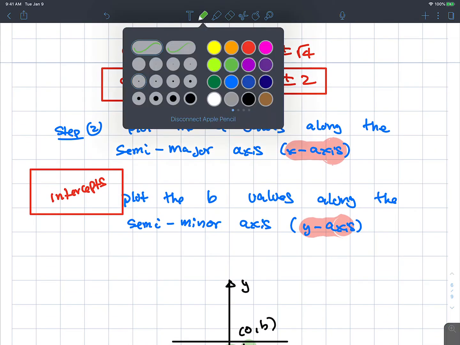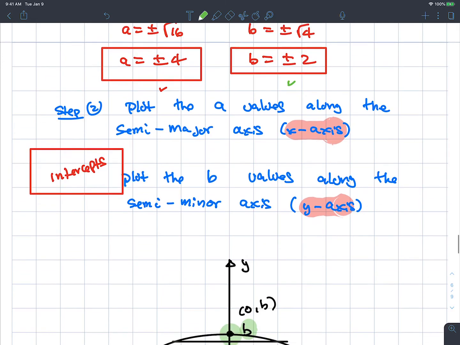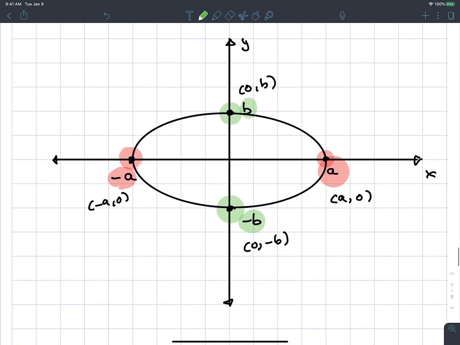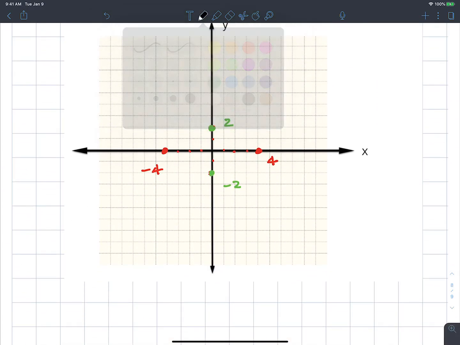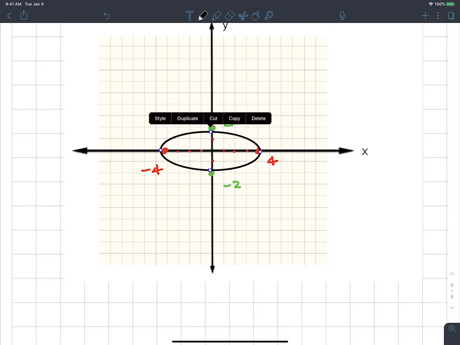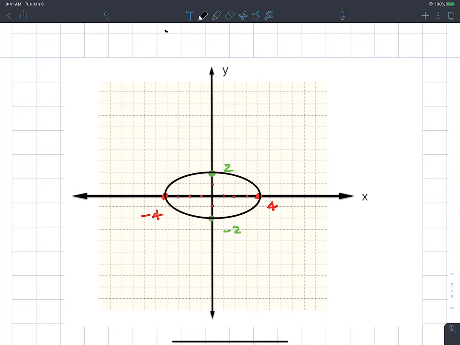A is plus or minus 4, right here. And then B here was plus or minus 2. So we plot those points. And then we sketch our oval. We sketch our ellipse. That's what it looks like. It's really the shape of an ellipse. And so I'm going to do that here. And notice I'm going to try it like this. I'm going to say, here's my ellipse. And boy, does it know that. That is fabulous. There we go, ladies and gentlemen. That's the sketch of your ellipse.